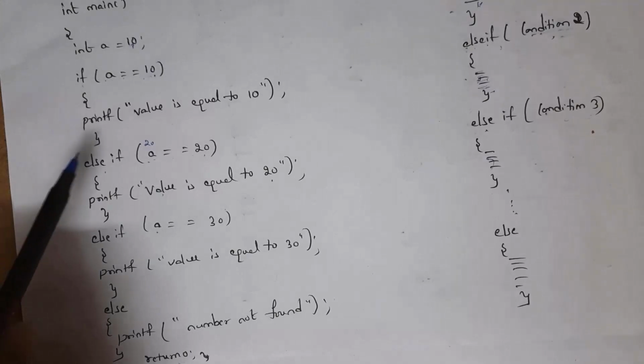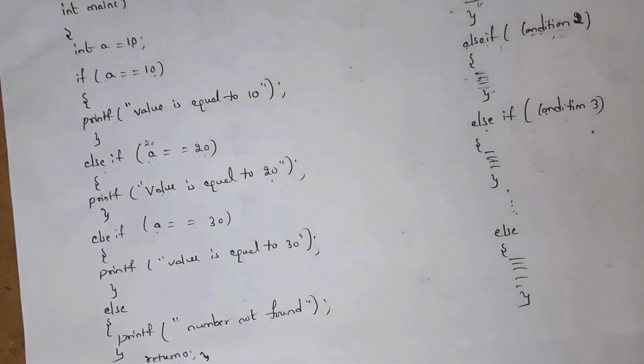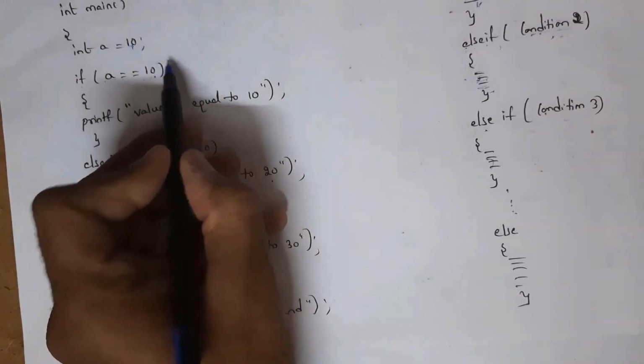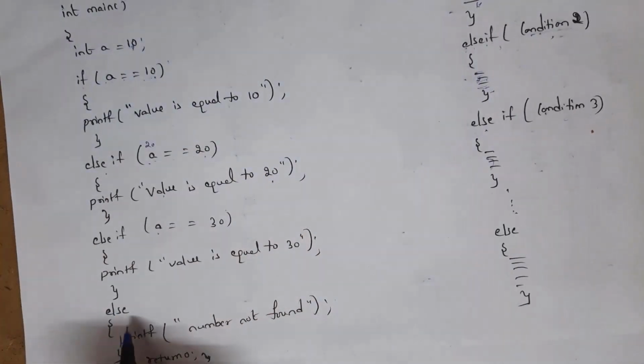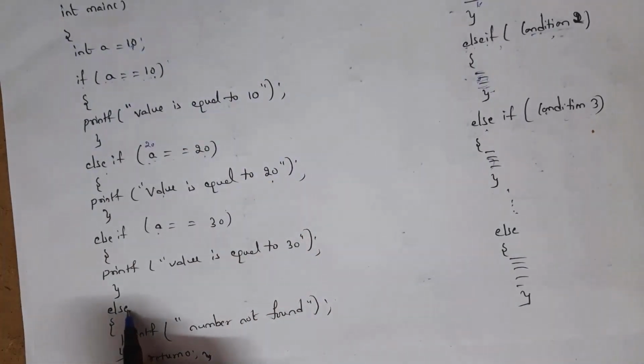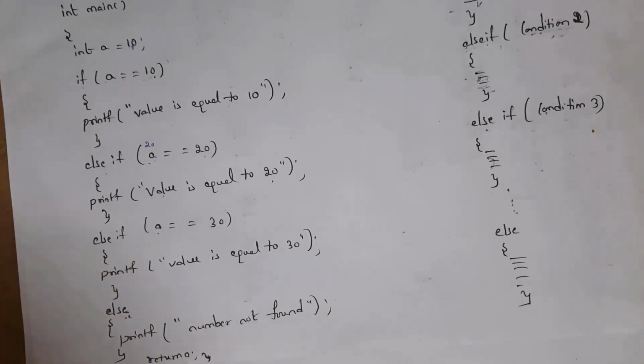Guys, you can use multiple else if statements. You should never use a semicolon here for if, for else if and for else. You should never use a semicolon. And for else you should never give any condition. Else statement does not contain any condition, so don't give any condition for else.